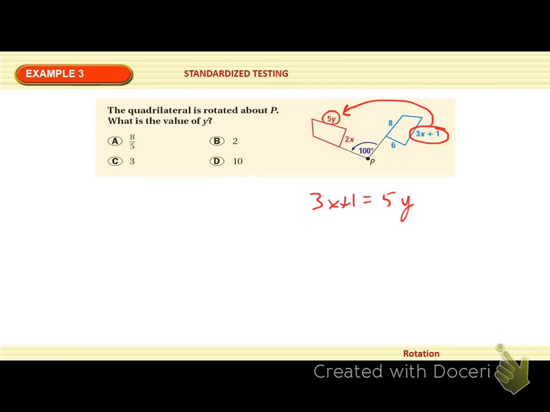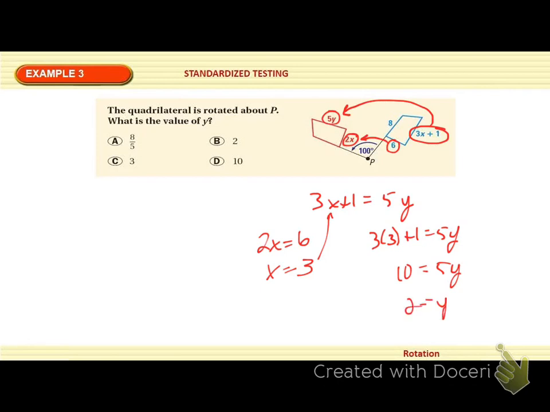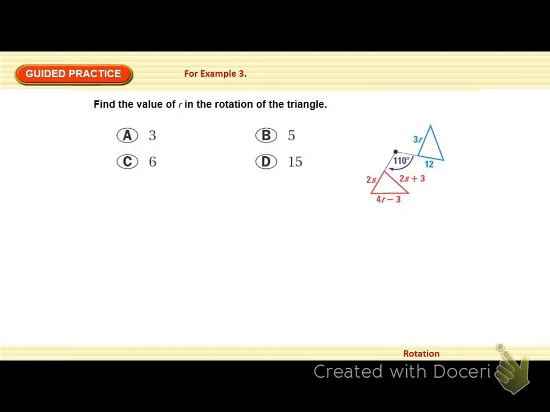Now the problem is we can't solve that equation. So we move on. There's a 2x here, and that 2x is what we're going to get when we rotate this 6, the side that's 6 over here. So we can set 2x equal to 6, solve that for x, and x is going to be 3, which means now we can plug the 3 in for x here and go to work here and find that y is going to be equal to 2. So the answer here is B. Okay? But you have to sort of visualize that a little bit and figure out which side maps to what side. Okay? So that was one for me to do with you now.